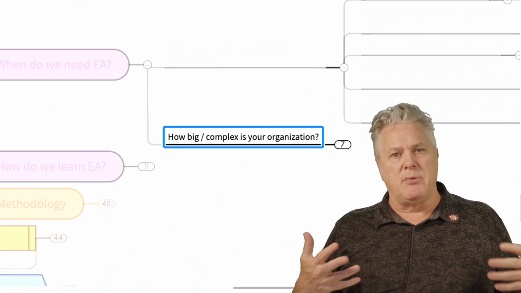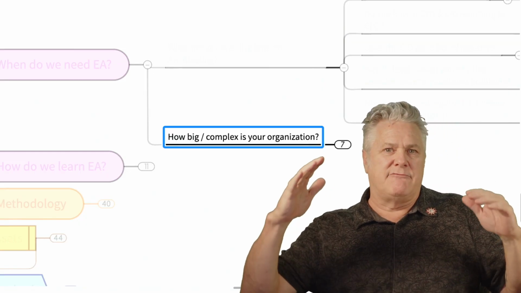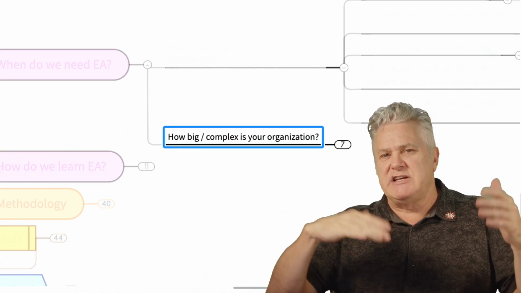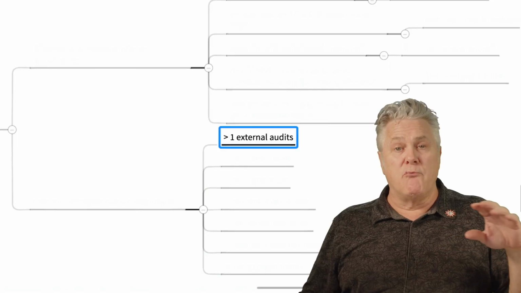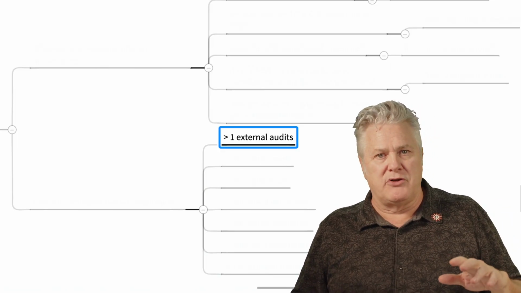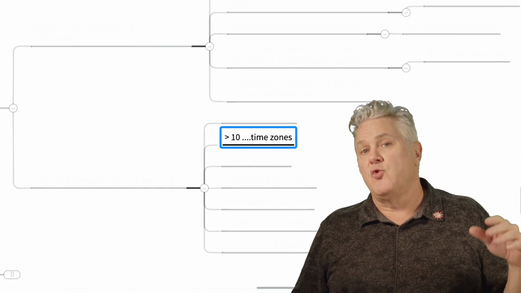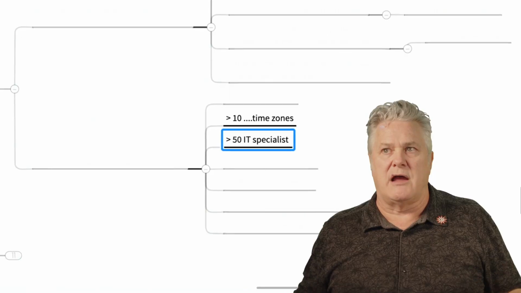Now, the next thing that you want to look at when you need enterprise architecture is how big or how complex your organization is. Now, these are some general kind of measures that you can have, and it may be that you achieve 2 or 3 of these, but not all of these. Okay, first off, do you have more than 1 external audit per year? That's kind of an indicator that you need enterprise architecture. Are you working in more than 10 time zones? Do your employees work in 10 time zones?